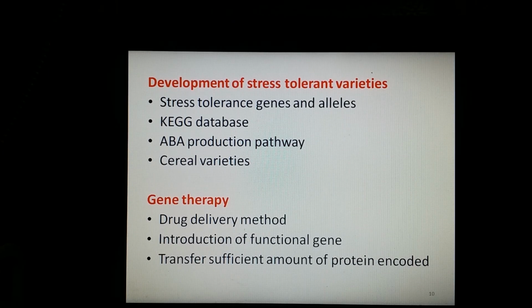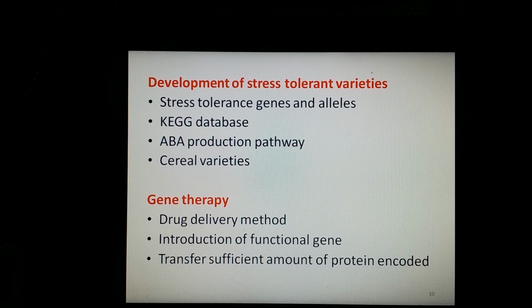The next application is the development of stress tolerant varieties. Stress tolerant varieties can be developed by identifying the stress tolerance genes and alleles, and various tools have been developed to study physiology, expression profiling, and comparative genomics.